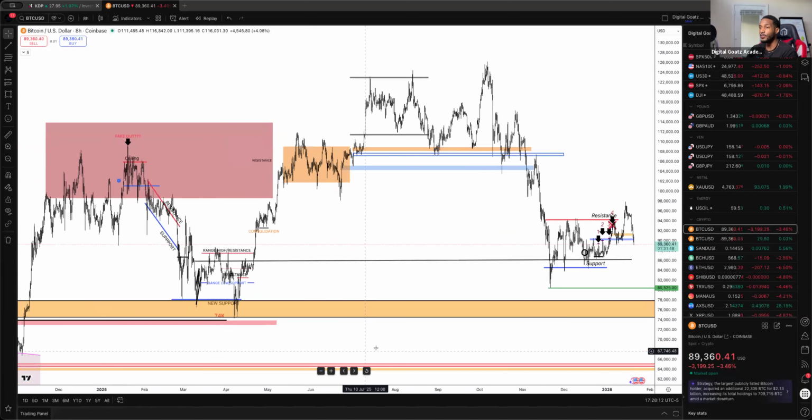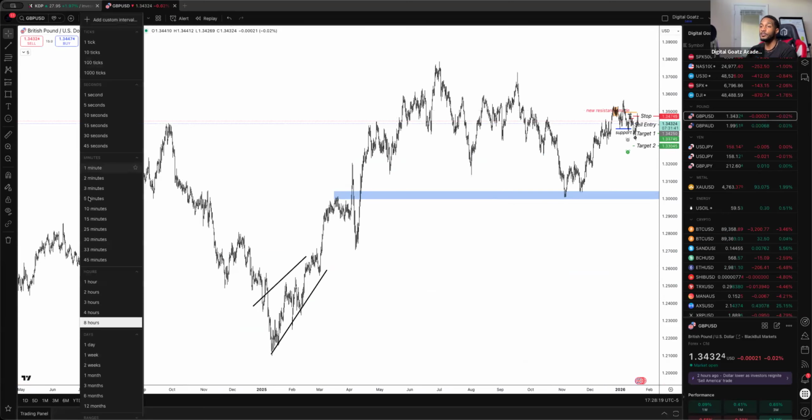Now, the last two currency pairs, GU and USD JPY, right?